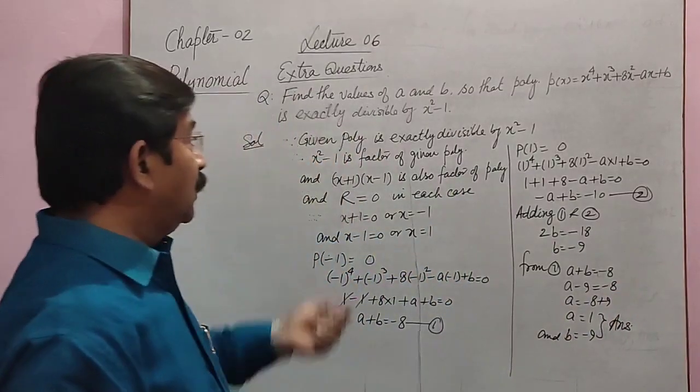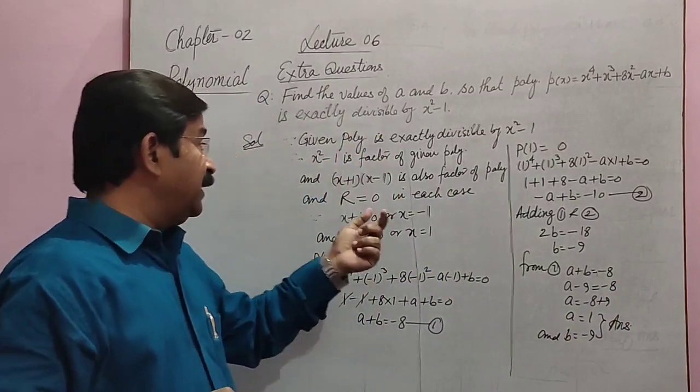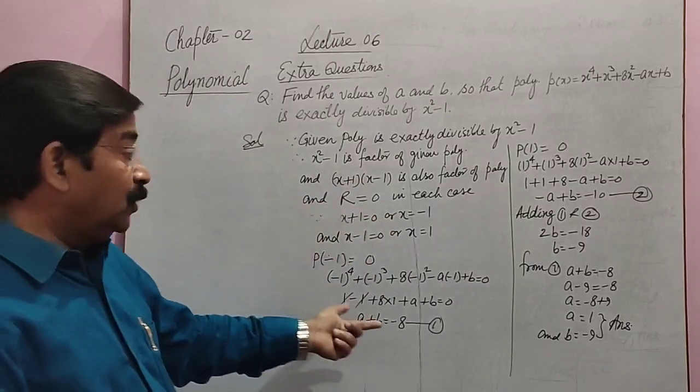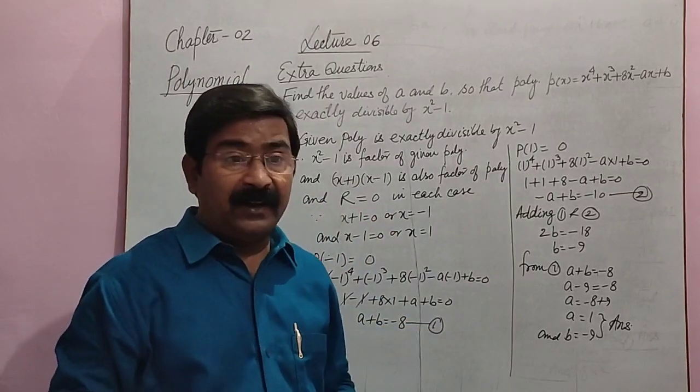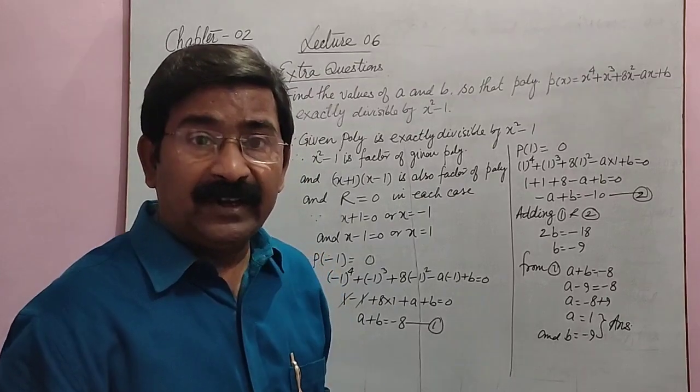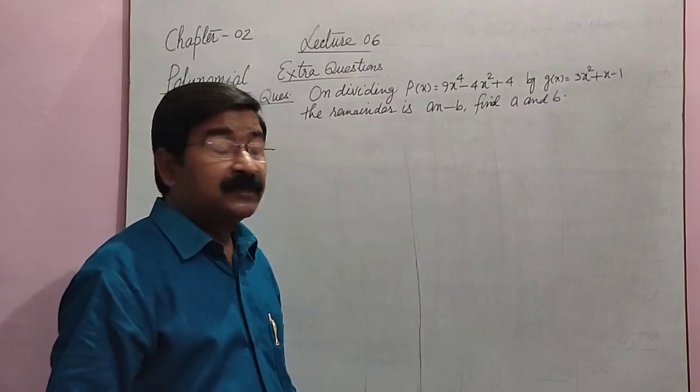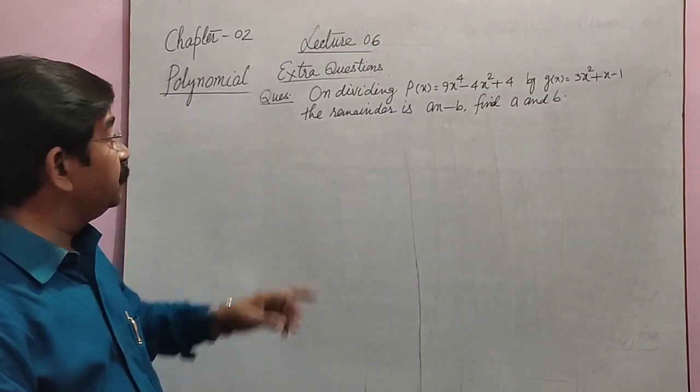So very simple. Factor was given. Applying the remainder theorem, you can get two equations and find the value of a and b. Got it? Okay. Here is another question, students.